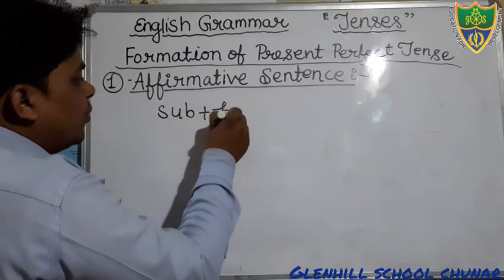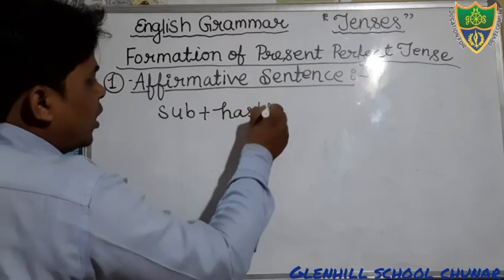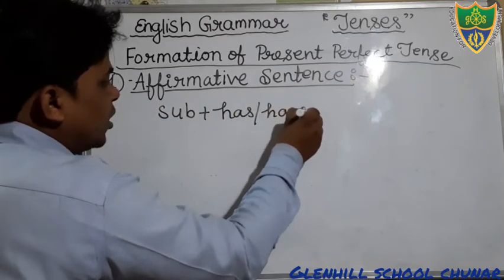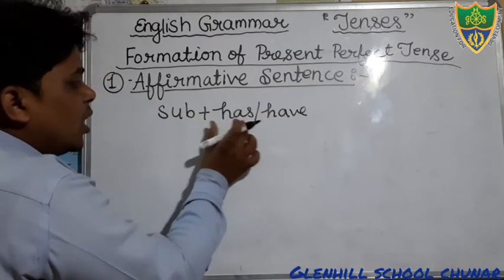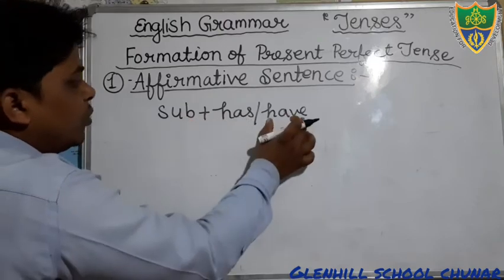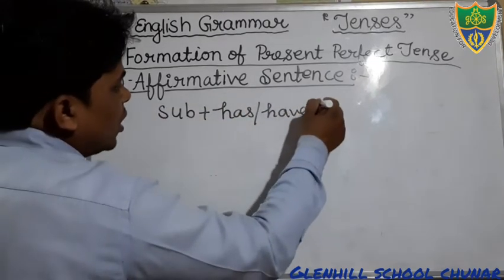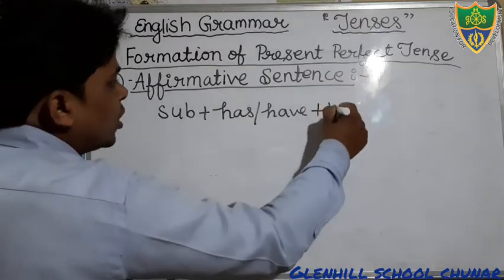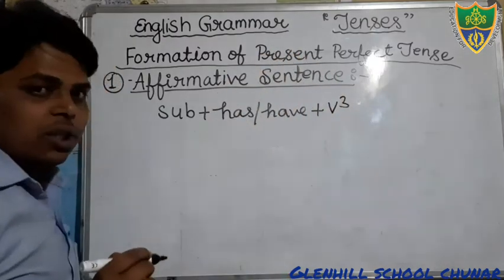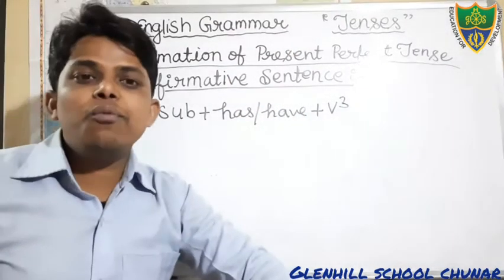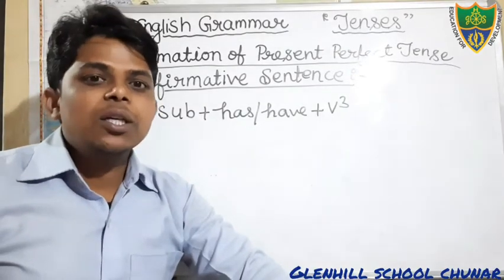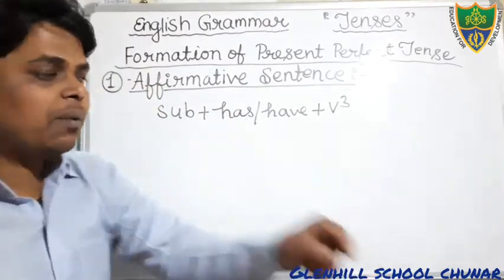Then after that you will use has or have according to the subject. If your subject is singular, then you will use has. If your subject is plural, then you will use have. Then after that you will use the third form of the verb. Yes, students, keep in your mind, in this tense you have to use the third form of the verb. Third form of the verb means the past participle form of the verb.